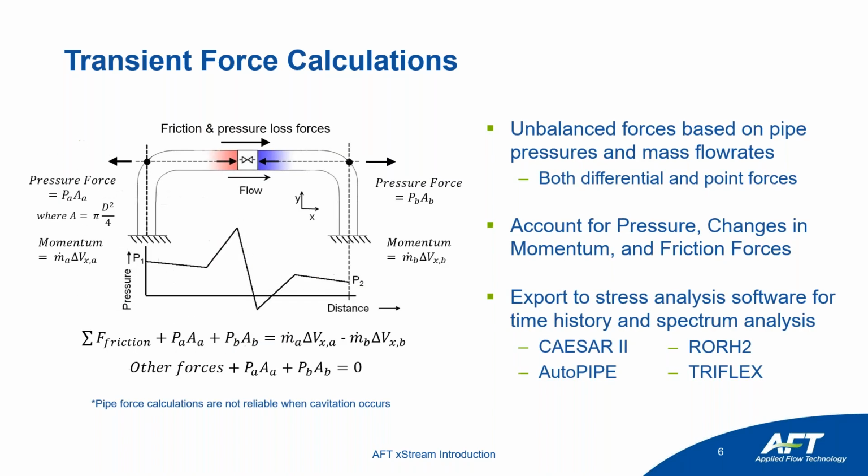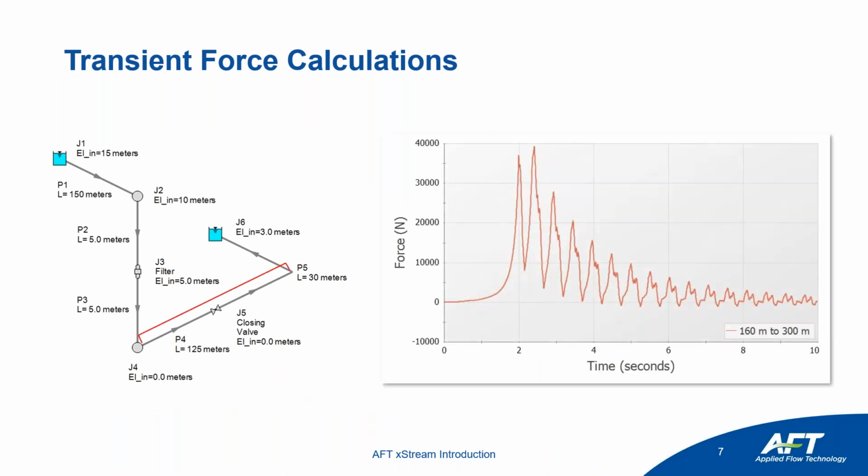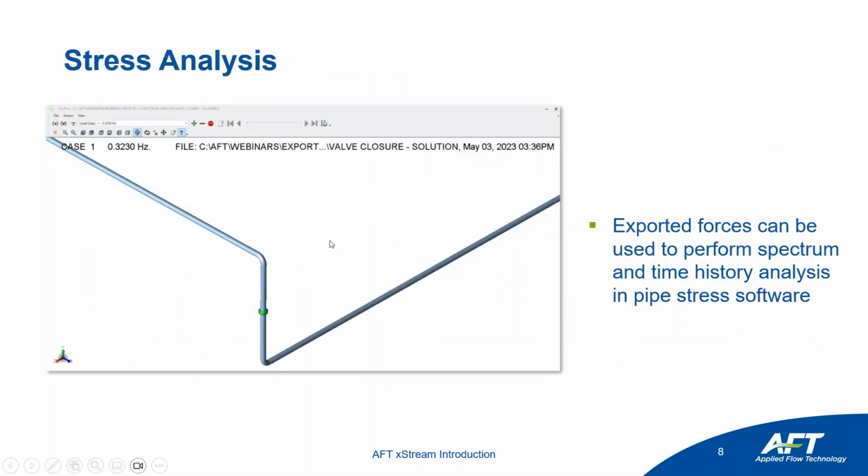So if we take a look at an example, here we have a system of 2 tanks, and we want to look at the difference force, or how much axial force is going to act on this leg of it. We see it starts at 0 at steady state. We see that peak force here of 40,000 newtons, and then it returns to about 0 force as the system restabilizes. And again, all those forces can be exported, so that way you can perform that pipe stress analysis as a response to your transient hydraulic forces.